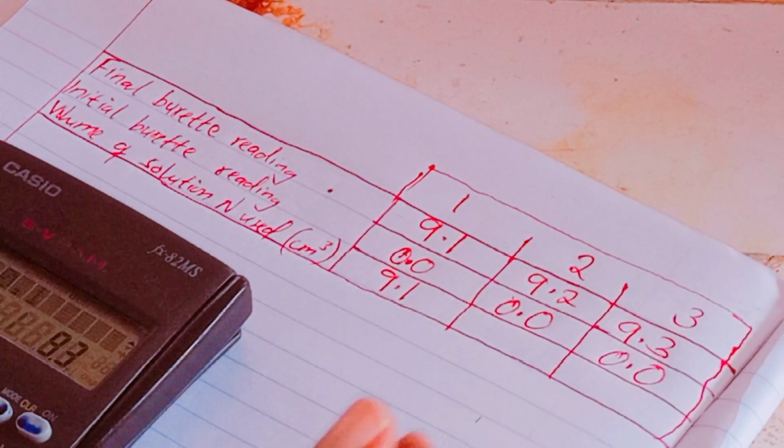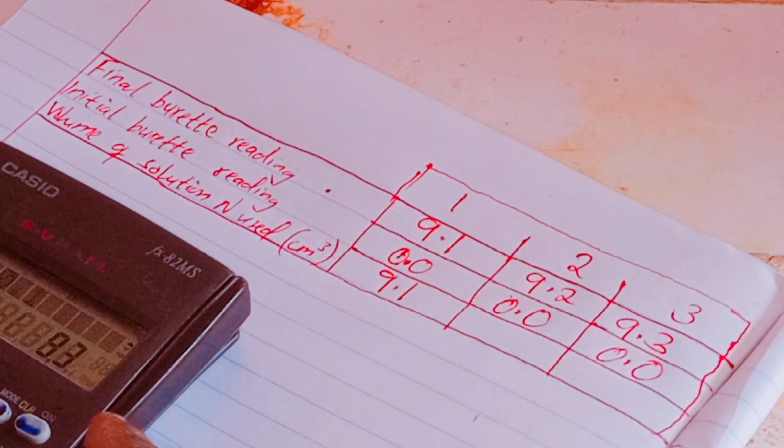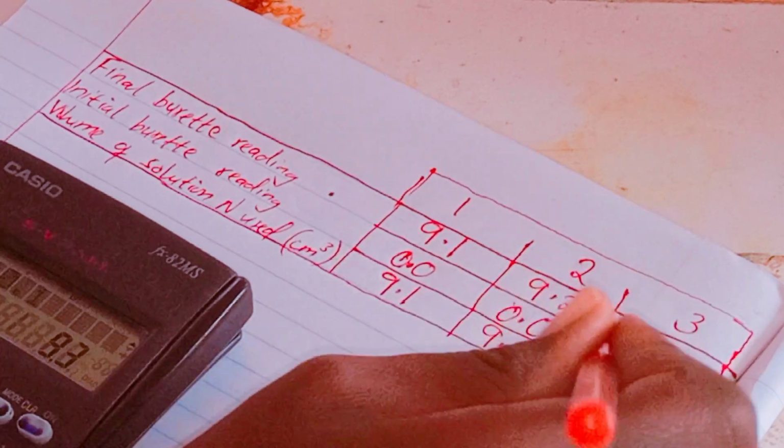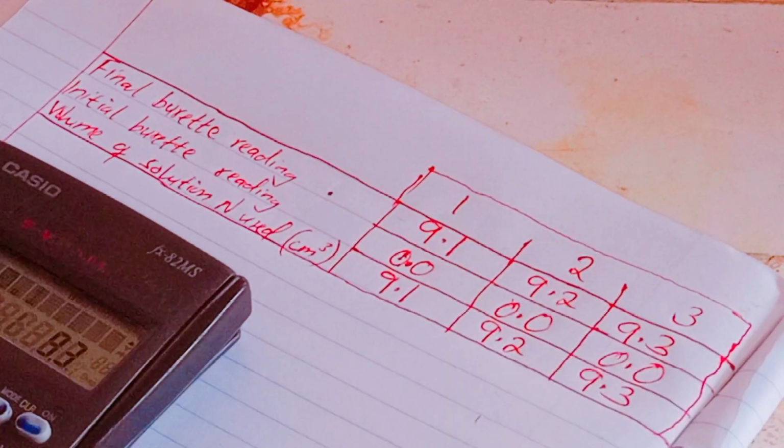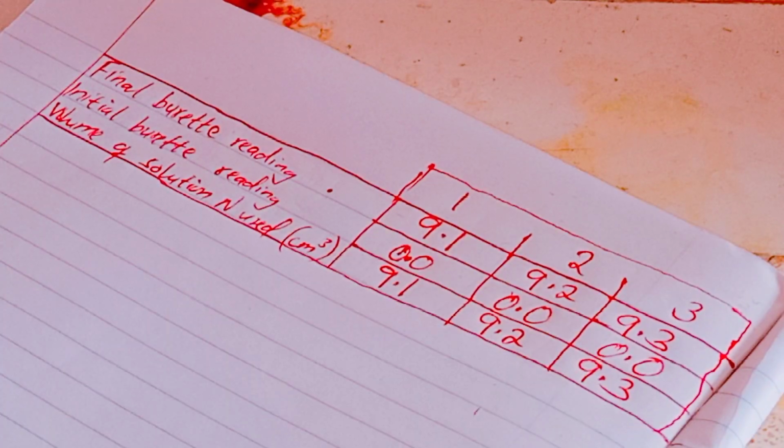And now for you to get the volume of solution, you subtract. So it will be 9.2, and it will be 9.3. So that is how to fill the burette table.